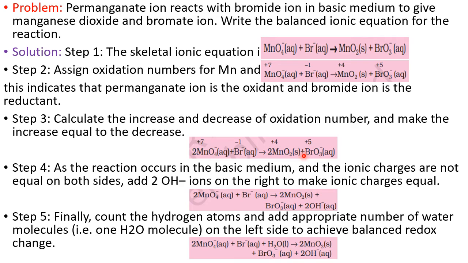At the same time, I have equalized the number of atoms of Mn and the number of atoms of Br also. See here, 2 Mn, 2 Mn, 1 Br, 1 Br. Increase by 6, decrease by 6. Right. Now the next work is equalizing the H and the O. Here H is not there, so let us see O first. Here 2 4s are 8. On the RHS, 2 2s are 4, 4 plus 3 is 7. 7 on the RHS, 8 on the LHS. So on the RHS we find one shortage of O.